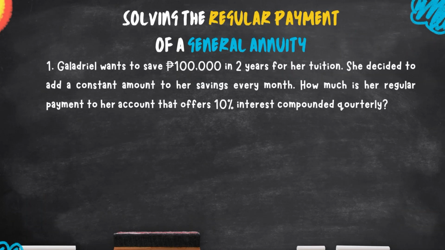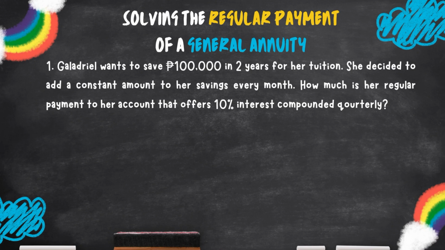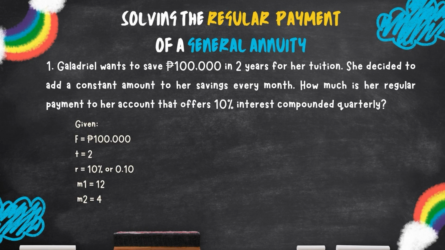First problem. Galadriel wants to save 100,000 pesos in 2 years for her tuition. She decided to add a constant amount to her savings every month. How much is her regular payment to her account that offers 8% interest compounded quarterly? As usual, let's get the given first. So in this problem, what do you think 100,000 pesos is? Is it a present value or a future value? Correct, it's a future value.